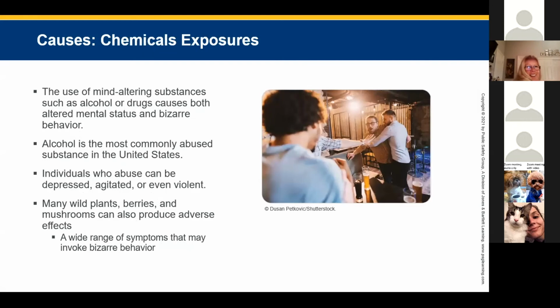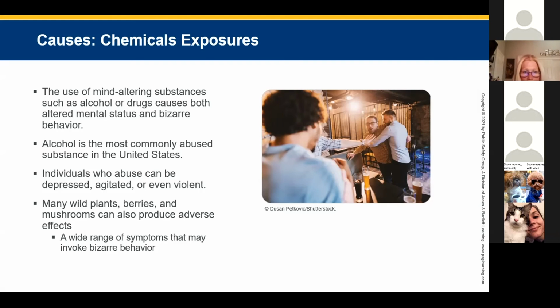Okay. The use of mind-altering substances. We've already talked about alcohol and drugs causing altered mental status. Some people get really happy. Some people get defensive, get agitated, or even get violent. So you just don't know. People metabolize certain things in certain ways. You have to learn how to deal with it. Individuals who abuse can be depressed or agitated or even violent, which we did talk about.